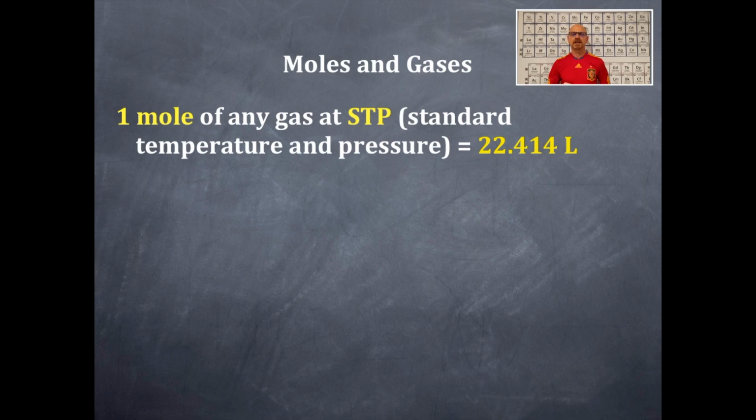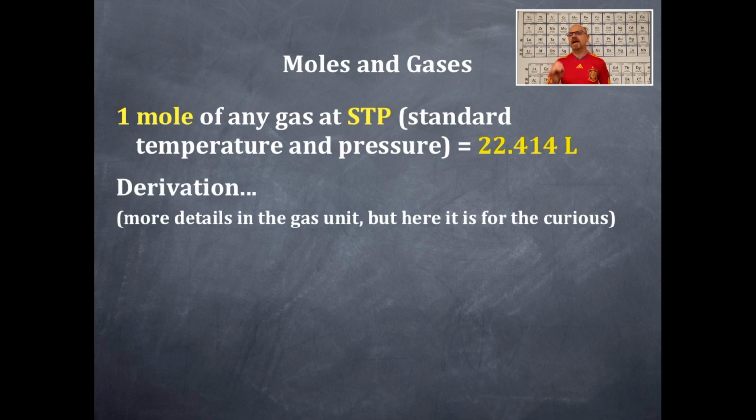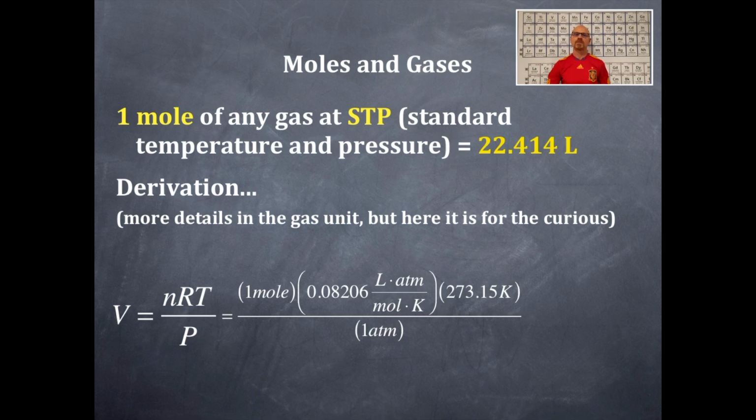22.414 liters. The derivation of this is in the gas unit, and there's a video on gases already online, so check it out. The gas unit will show the derivation, and that's PV equals nRT. We're solving for the volume of 1 mole. Plugging in 1 mole under STP conditions, we get 22.414 liters, and this is how it comes about. Make sure you look at that gas video as well, so you know what's going on.